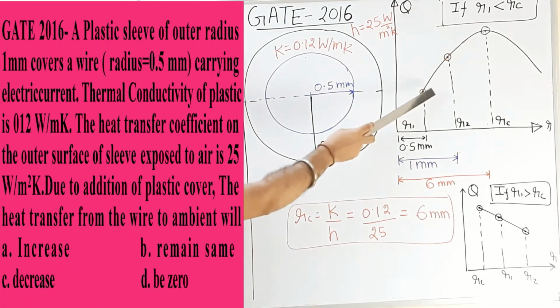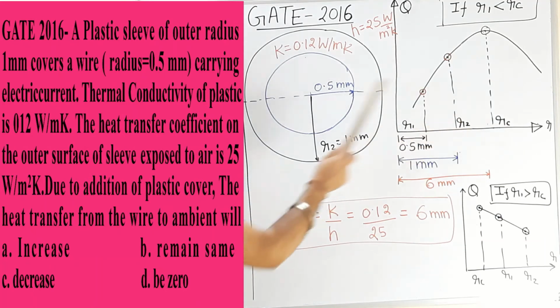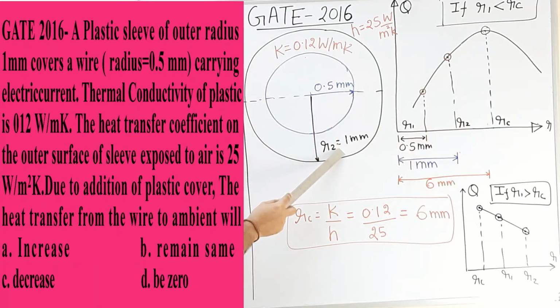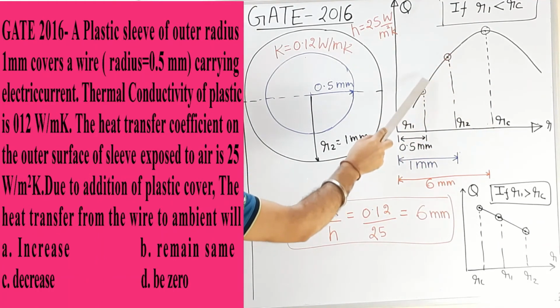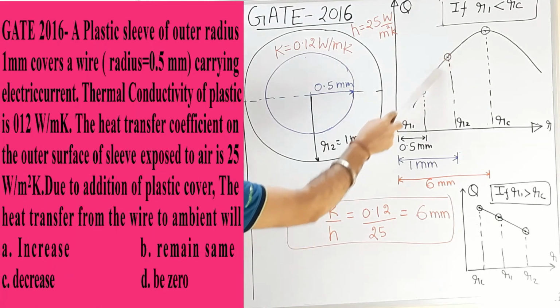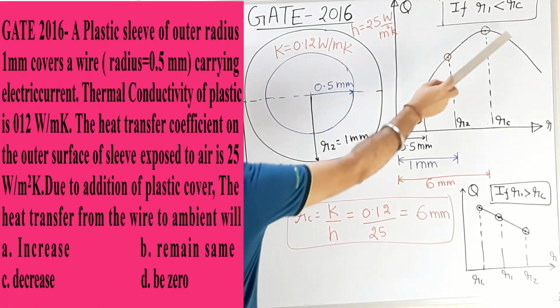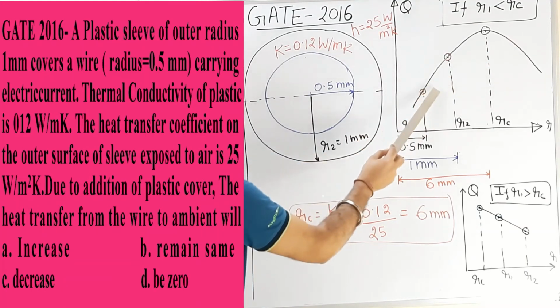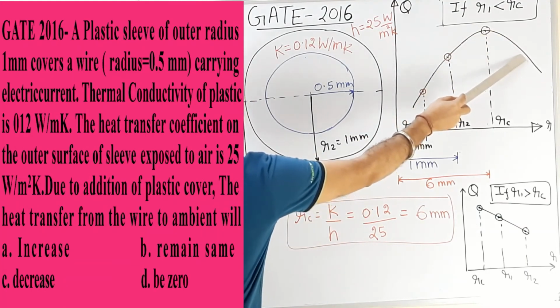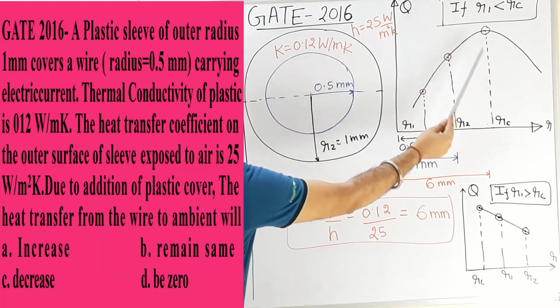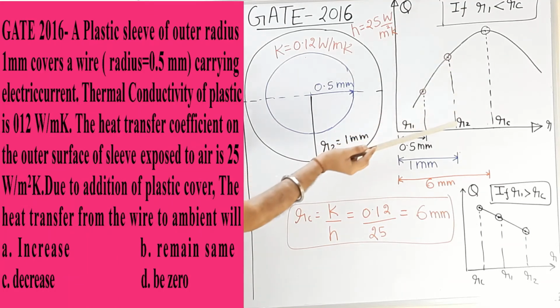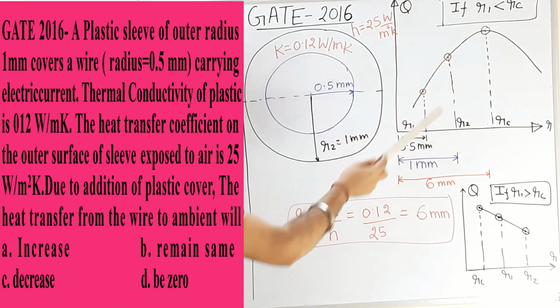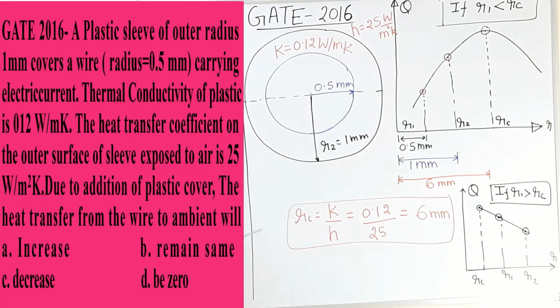So according to the problem, now we will compare R2 and RC. R2 is again lesser than RC. It means R2 is here. So from the graph we can see the heat transfer rate is increasing. If R2 came out to be here, then our answer would be initial increase, then final decrease. But R2 is on the left hand side of RC, hence our answer will be this, our heat transfer rate will increase. So option A is correct.